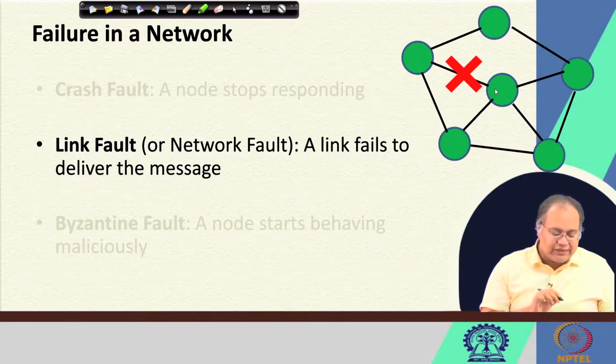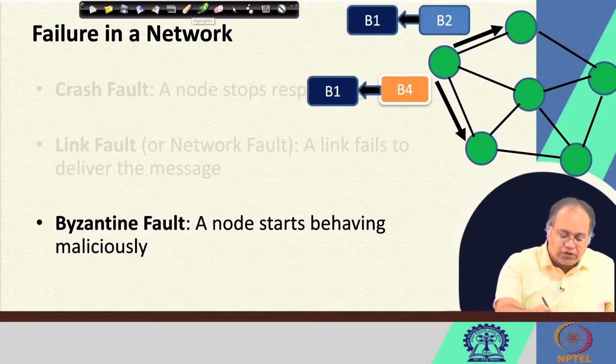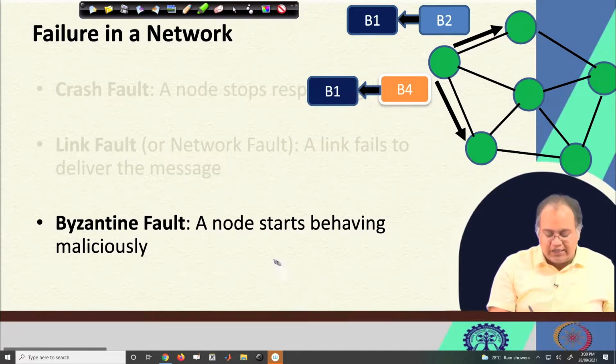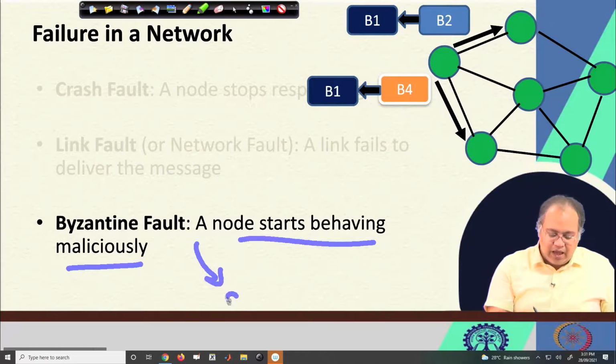The major challenge comes in the context of a fault which we call the Byzantine fault. Why we call it a Byzantine fault, we will discuss later on. The broad idea behind the Byzantine fault is that the node starts behaving maliciously. This kind of Byzantine fault typically comes from an attack over the network.